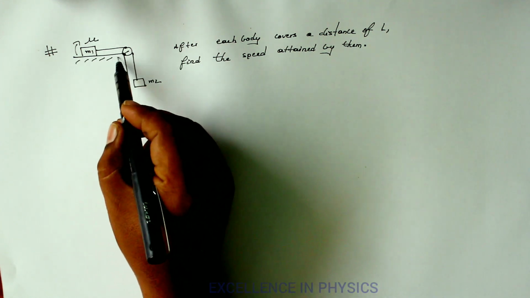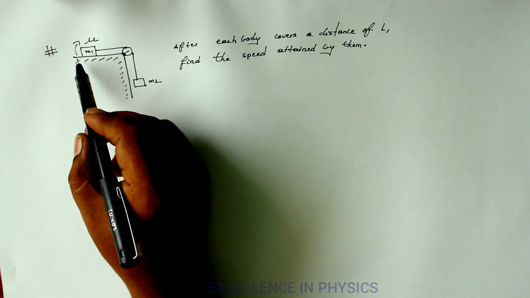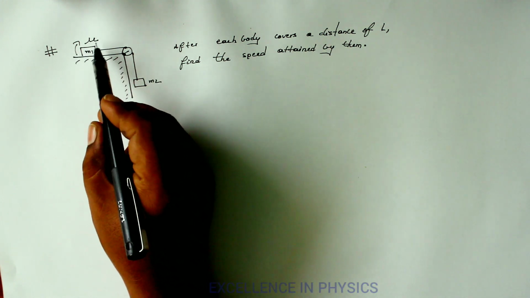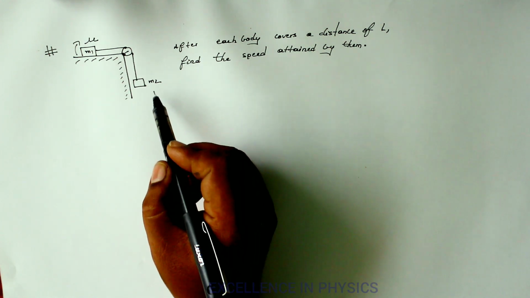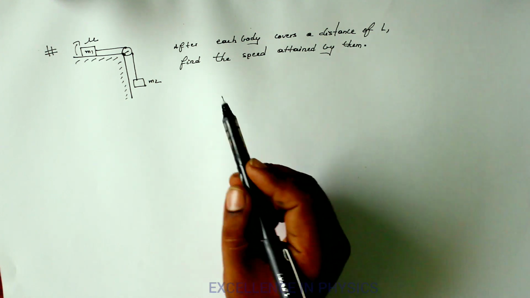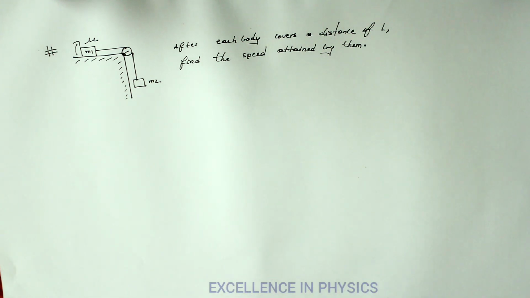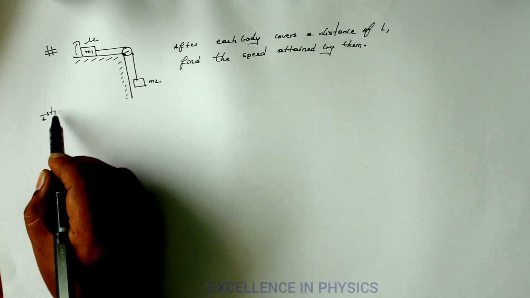Two masses are connected by a string, and here there is some friction whose coefficient is given by mu. When this mass m2 moves by a distance of L, we are supposed to find out the speed which is attained by these bodies. This problem we can try to do in three methods. So let us see the first method of solving this problem.